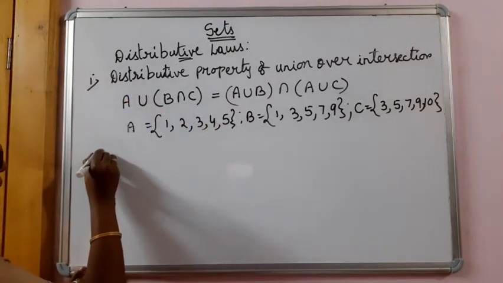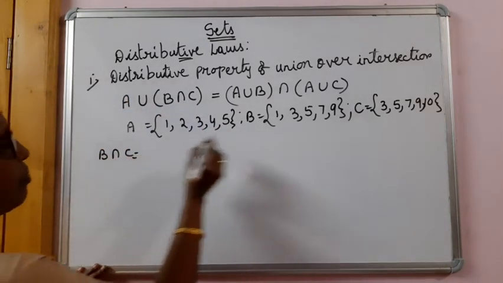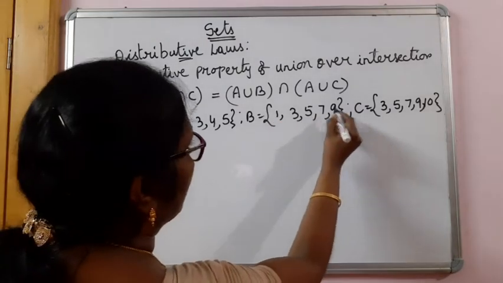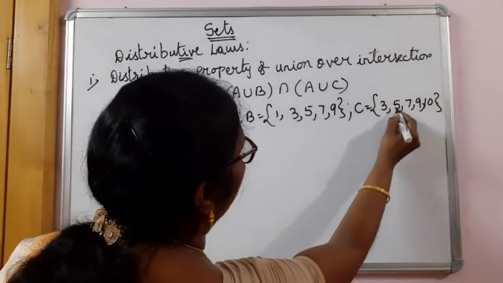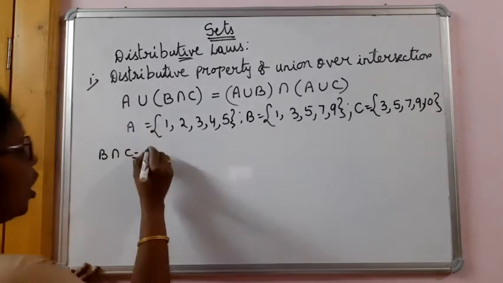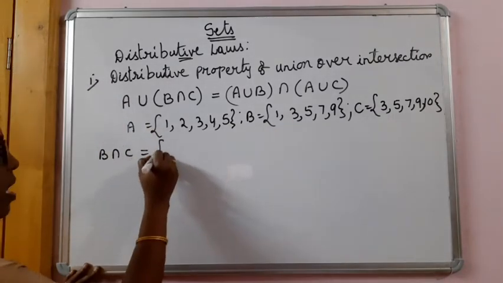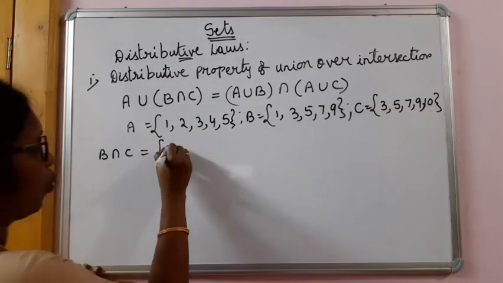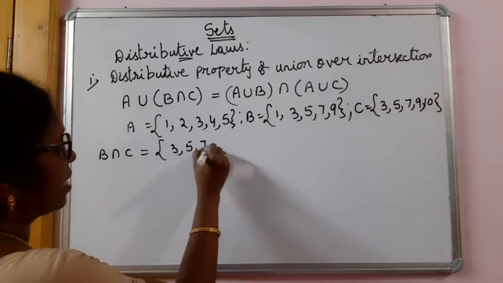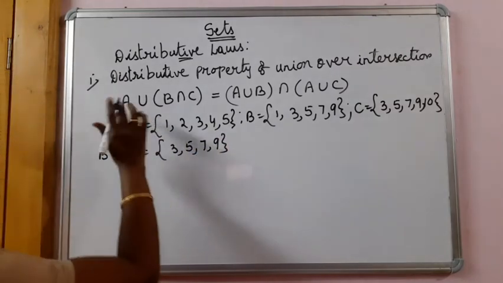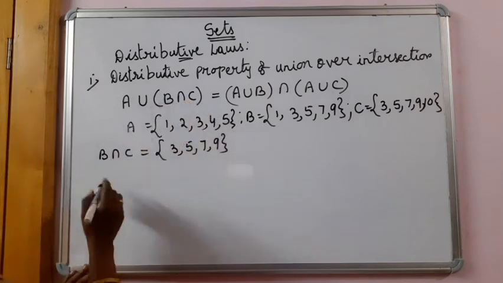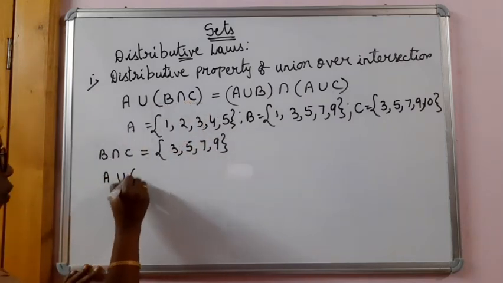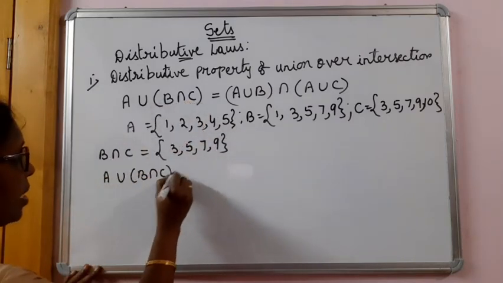Let me find B intersection C first. In B, 1, 3, 5, 7, 9 are there. In C, 3, 5, 7, 9, 10 are there. So B intersection C means what is common in these two: 3, 5, 7, 9. Now let us find A union this, A union (B intersection C).